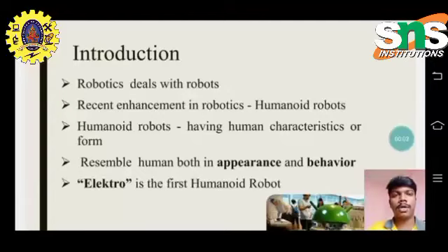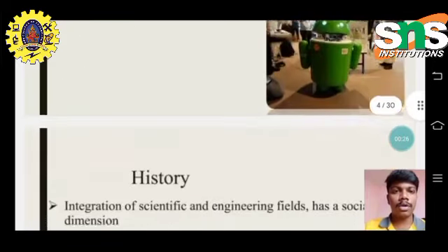So hi all. The topic we are going to cover today is humanoid robots. Here, the introduction of humanoid robots deals with recent engagement in robots. Humanoid robots have human characteristics for human activities, resembling humans both in appearance and behavior.